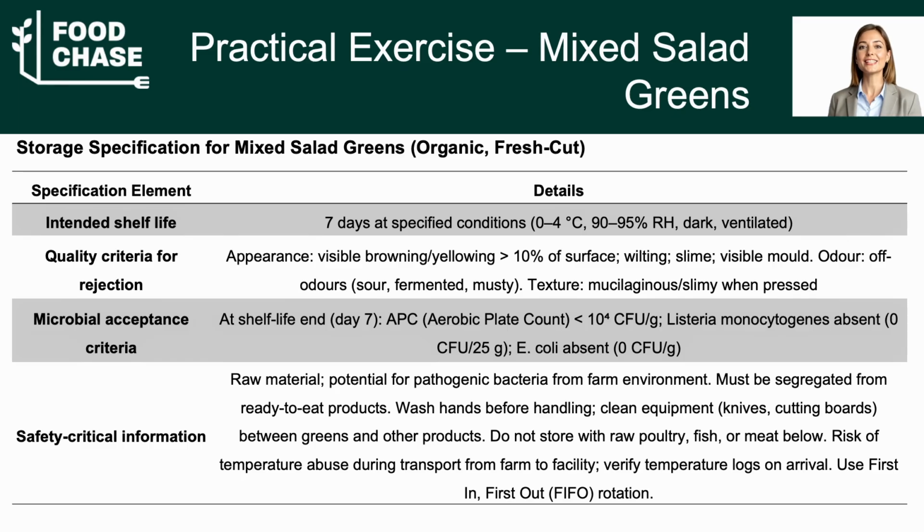Quality rejection criteria. If the greens show browning on more than 10% of the surface, if they are wilted, if they are slimy, they are rejected. If they smell off, sour, fermented, musty, rejected. Microbial: at day 7, if we test and find Listeria or E. coli, the product fails. An APC less than 10,000 per gram is acceptable.